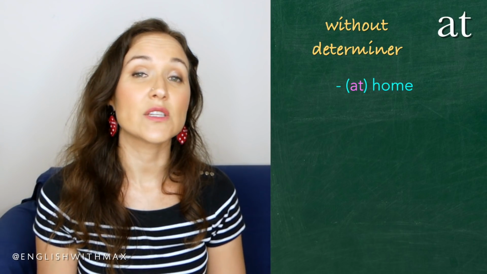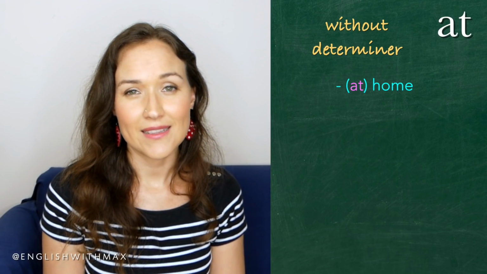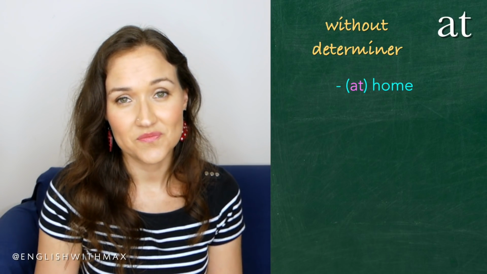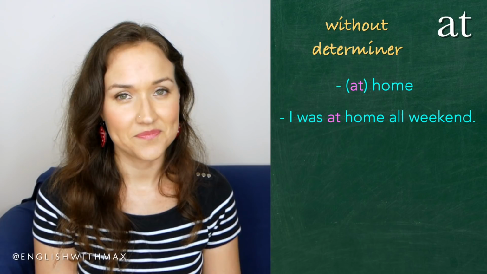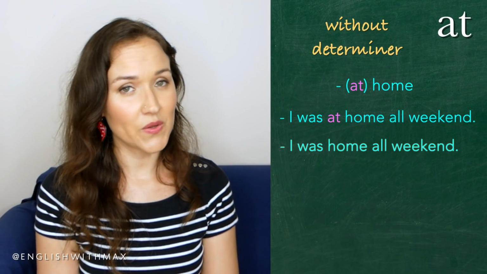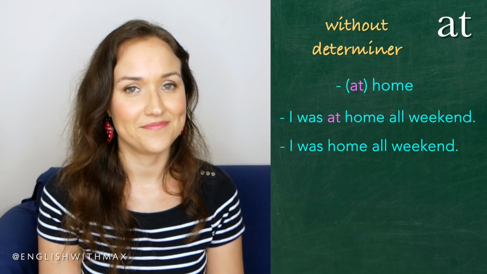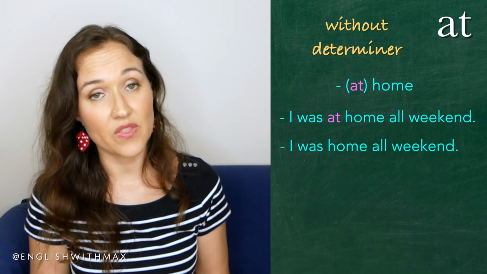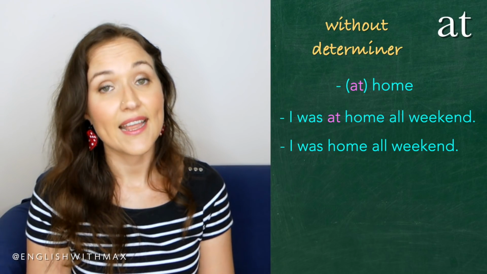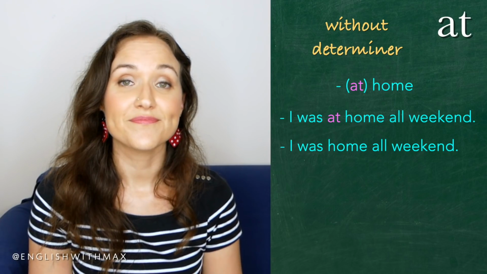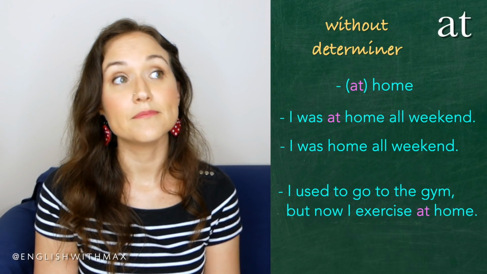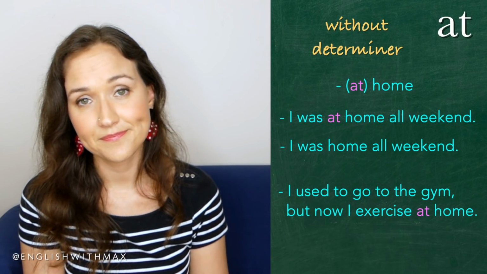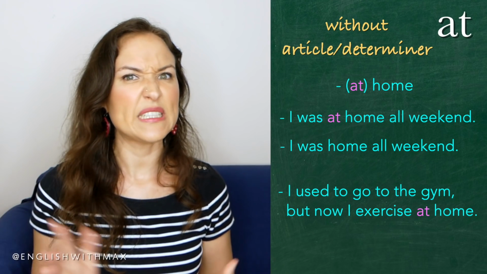If you use verbs like to be or to stay, the at is optional. For example, you can say, I was at home all weekend. Or, I was home all weekend. But if you want to say that you're doing something where you live, then you need at. For example, I used to go to the gym, but now I exercise at home because I am a cheapskate. Yes, I know it's a little bit confusing.